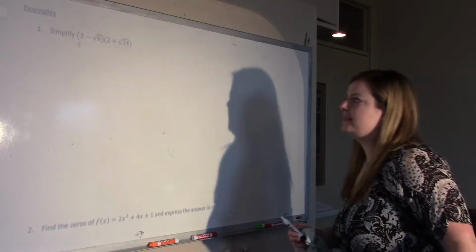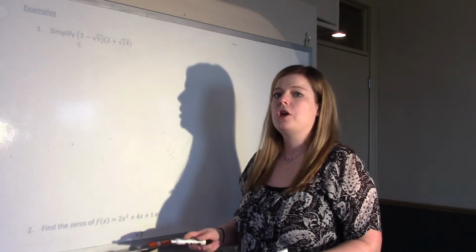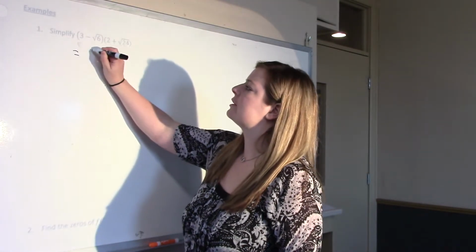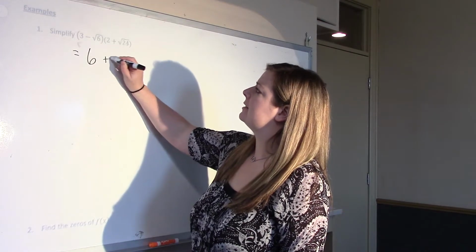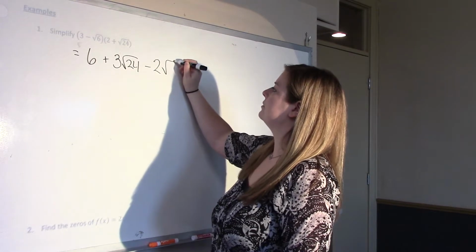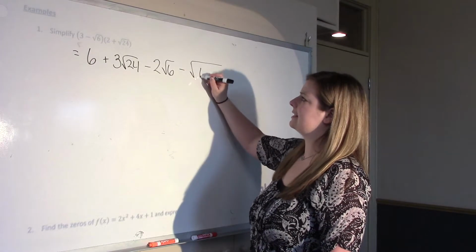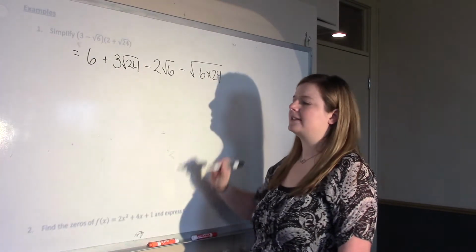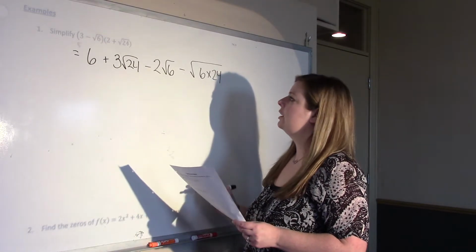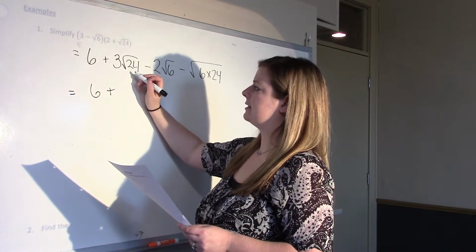Okay, so it says simplify and it's 2 binomials. So really you just FOIL this as you would any other problem. You just have to consider the rules of radicals. So you do 3 times 2, which is 6, and then plus 3 times root 24, minus 2 times root 6, minus root 6 times 24, right? Because if it's root 6 times root 24, you can multiply that together. Okay? So this gives you 6 plus, now we want to simplify this.